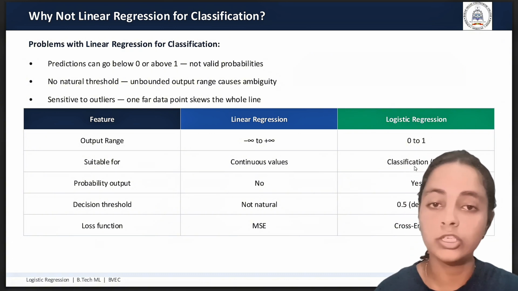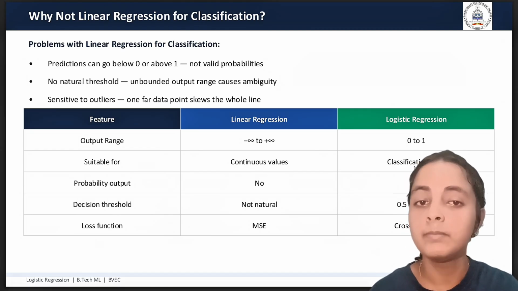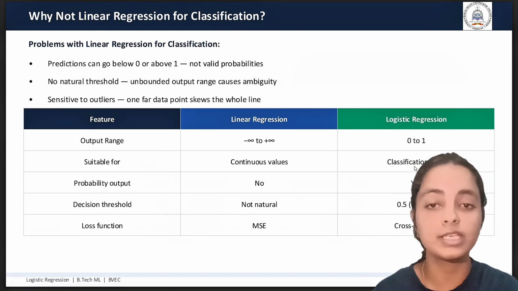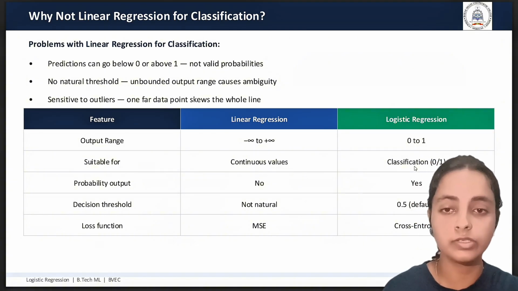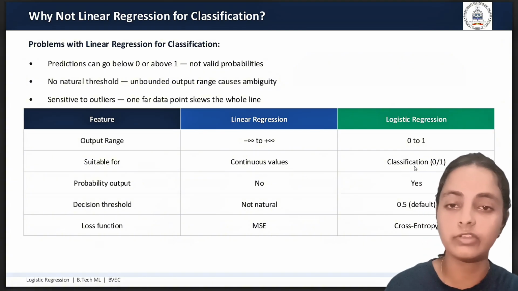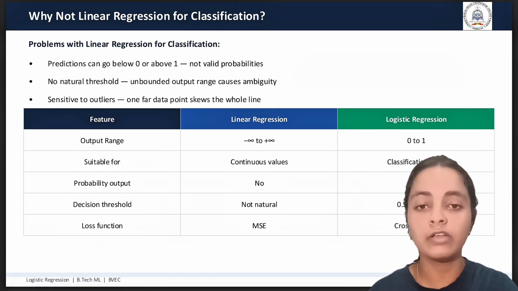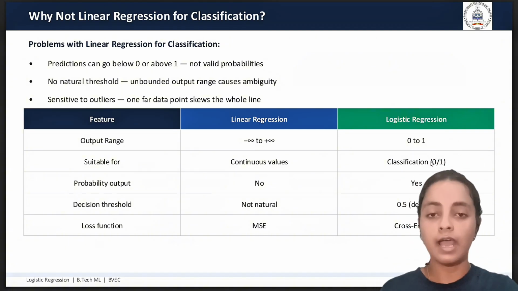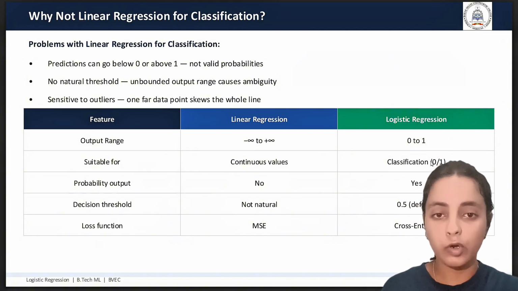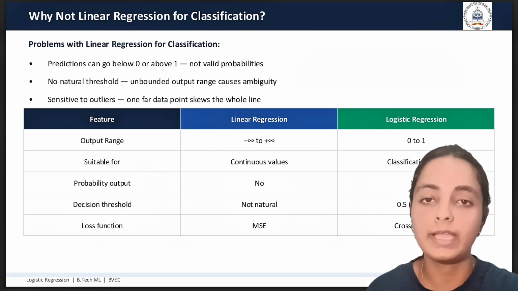On the other hand, logistic regression gives output values only between 0 and 1, making it more suitable for classification tasks. It also provides a clear decision threshold, usually taken as 0.5. So overall, logistic regression is considered more reliable and efficient for classification problems. Now, to explain the next important concept of logistic regression, I would like to hand over to my teammate.